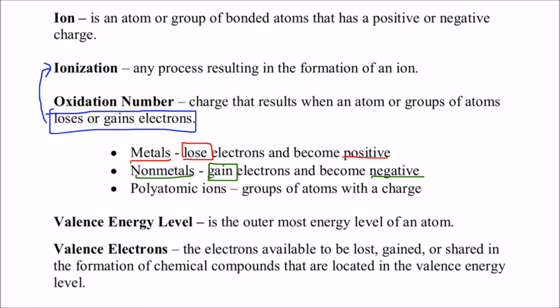We know that the valence energy level is the outermost energy level of an atom, and valence electrons are electrons that are in the outermost energy level. So they're furthest away from the nucleus, and they are the ones that are able to be lost or gained or shared in a bond.